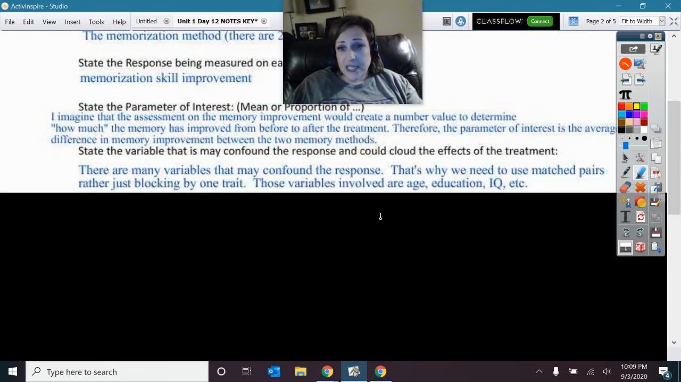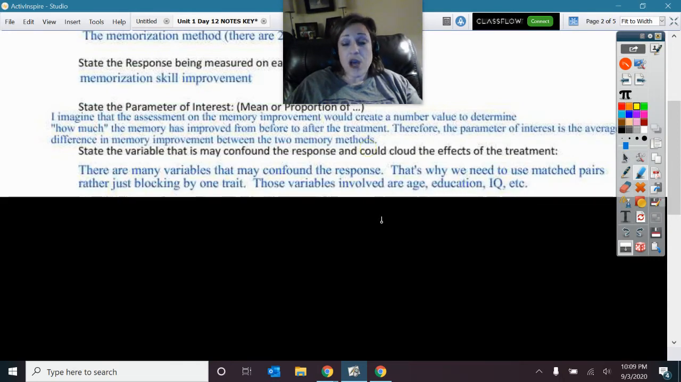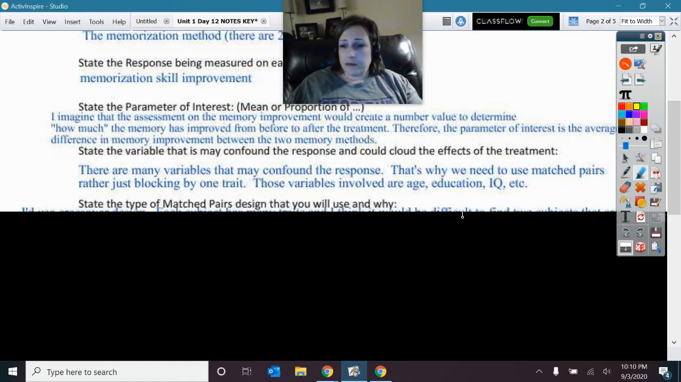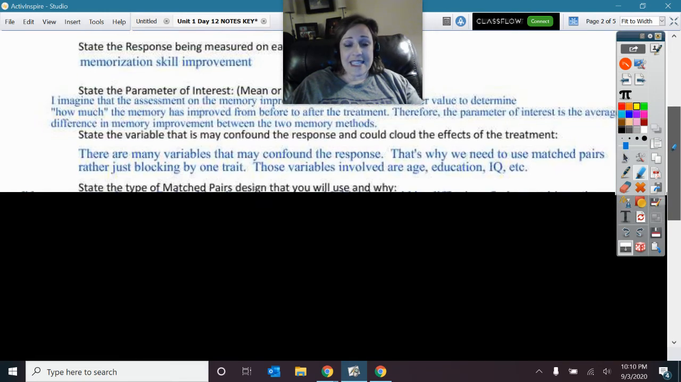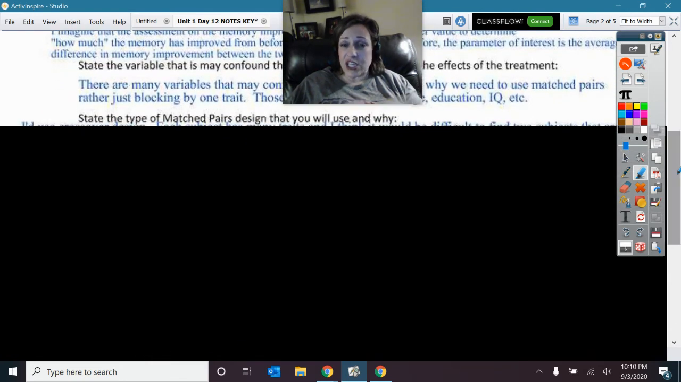Well, those are those things I mentioned, such that we have more than just one trait that we need to control. We need to control multiple traits such as age, education, IQ. Okay, all right. State the type of matched pair design you want to use and why.